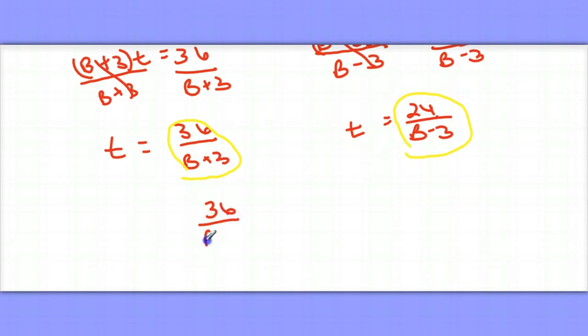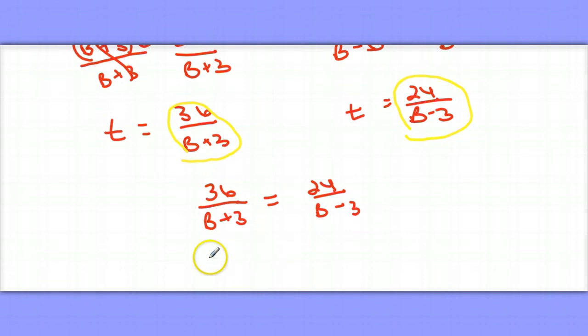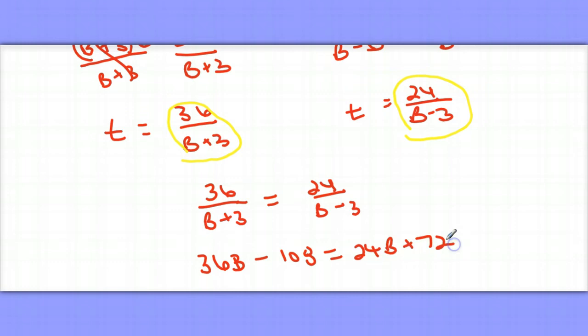So we have 36 over b plus 3 equals 24 over b minus 3. And now we have a proportion, so I'm going to cross multiply. I'll have 36b minus 108, making sure I distribute the 36, and 24b plus 72.